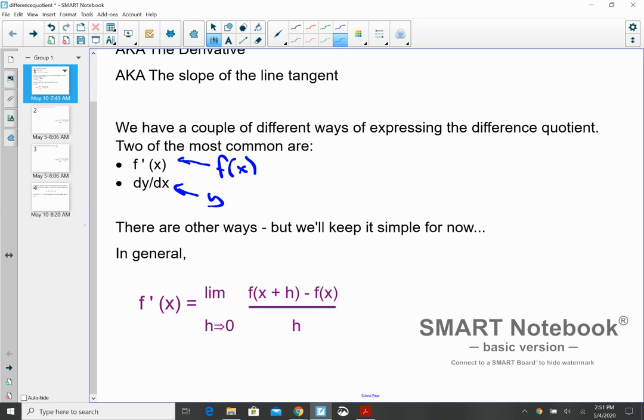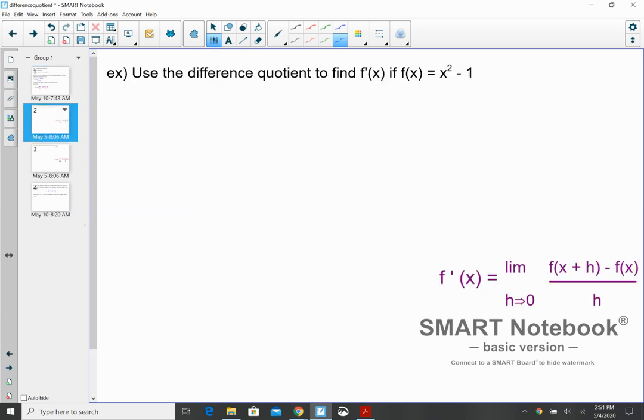I've got a couple examples. And over here, I just wrote on the right-hand side the difference quotient again, that formula. You should memorize this. Yes, you should know this. And by the way, this right there, ignore that. I don't know why it keeps showing up. So we're going to use the difference quotient to find f prime. That's supposed to say f prime over there. If f of x equals x squared minus 1.